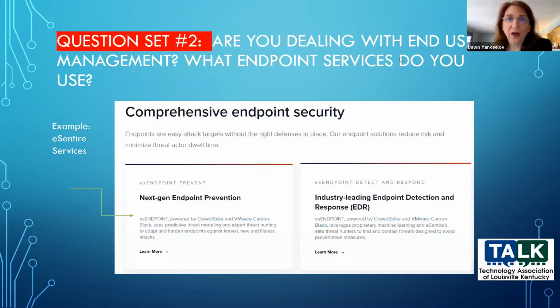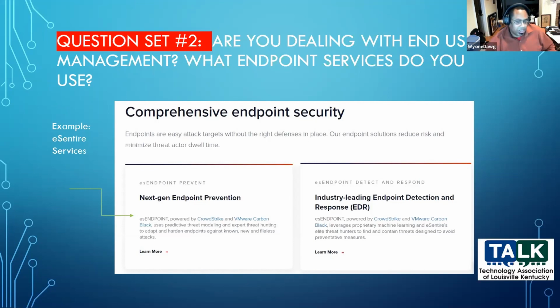So moving right along, are you dealing with end user management? And what endpoint services do you use? I just put this up as an example of one of the products that's out there on the web, and some of you might be familiar with Accenture. Dwan, would you give us a quick look at some of the things that you have to do around endpoint management?